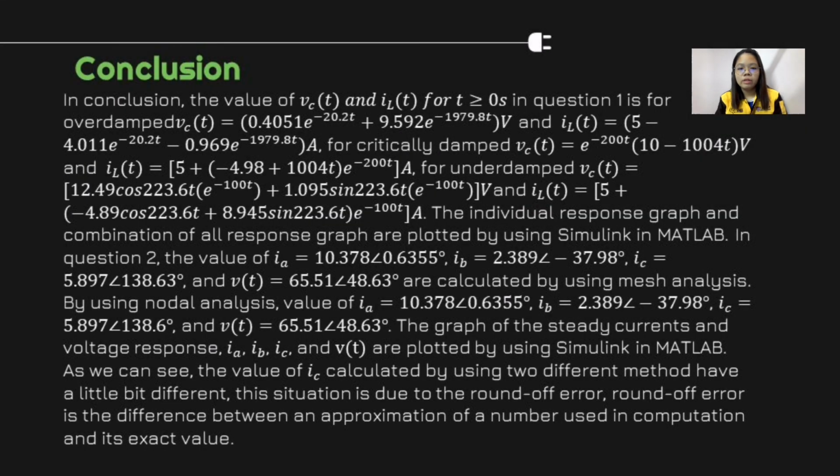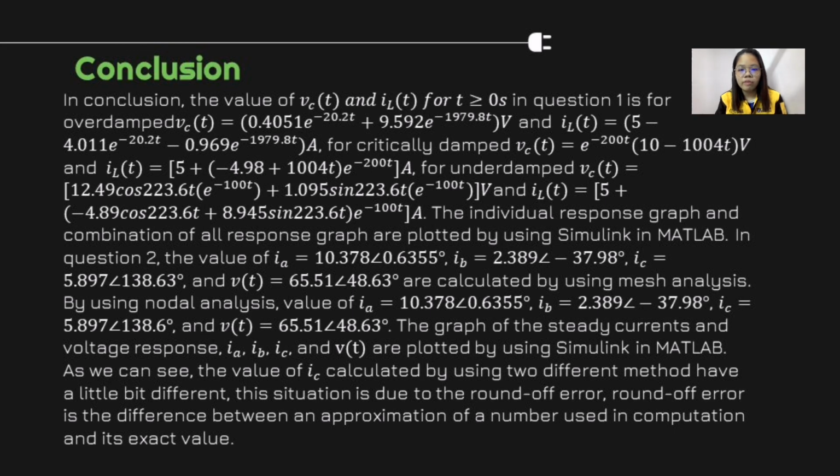In question 1, the values of vC and iL for t larger than or equal to 0 are different for overdamped, critically damped, and underdamped. The immediate response graph and the combination of all response graphs are plotted using Simulink in MATLAB. In question 2, the values of Ia, Ib, and Ic are almost the same using different methods of analysis, which are mesh analysis and nodal analysis. The graph of the steady state current and voltage response is also plotted using Simulink in MATLAB.